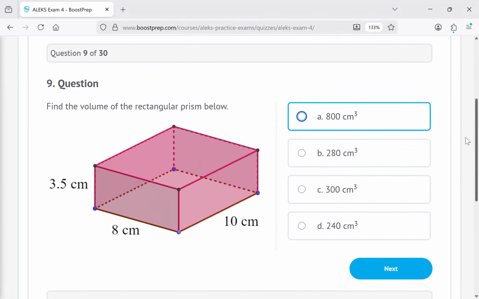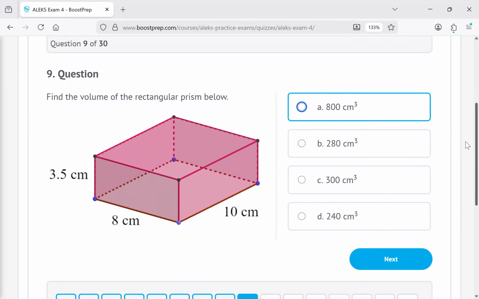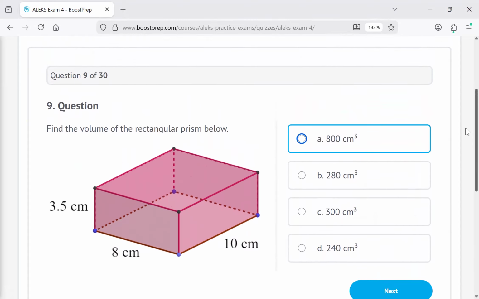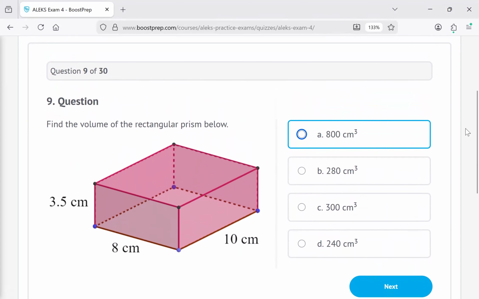This one says find the volume of the rectangular prism below. So this is pretty simple. When you think of volume, it's basically length times width times height, unless it's like a cylinder. So usually volume is just length times width times height. So we have everything we need. We have the length, the width, and the height. So just multiply that out.